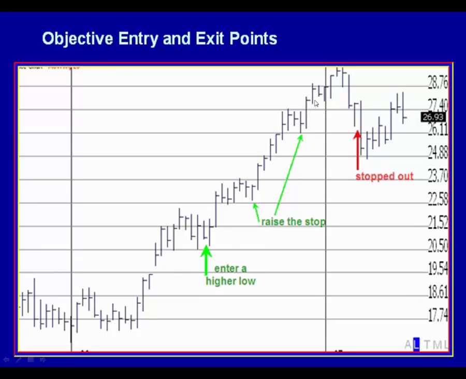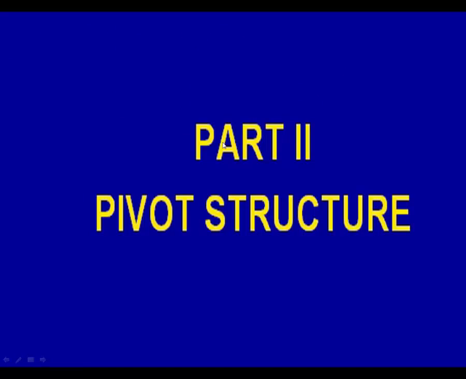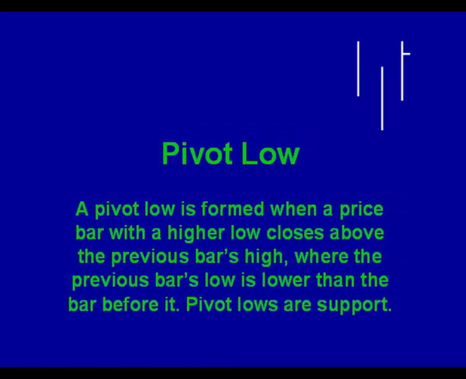And then as it continued up here to the upper edges up near those 28s, then you can adjust your stop and raise it to the next higher low pivot. Ultimately, at that point, you got stopped out as prices pivoted on the high and came down. So again, we can use them for objective entry and exit points. All right, so that was the introduction about pivots. We'll go right into pivot structure, part 2 here, and we'll go fairly quickly.